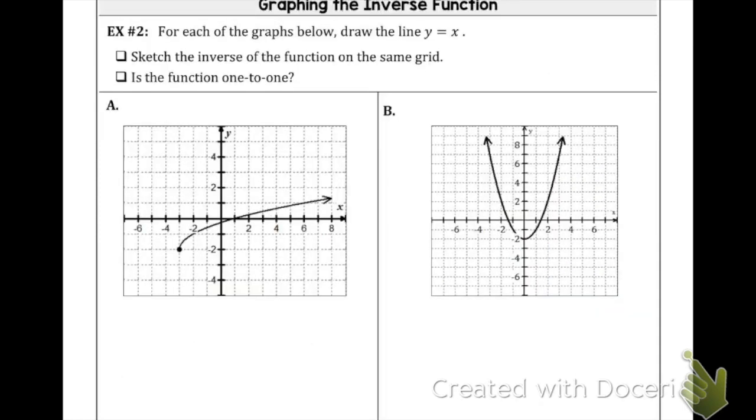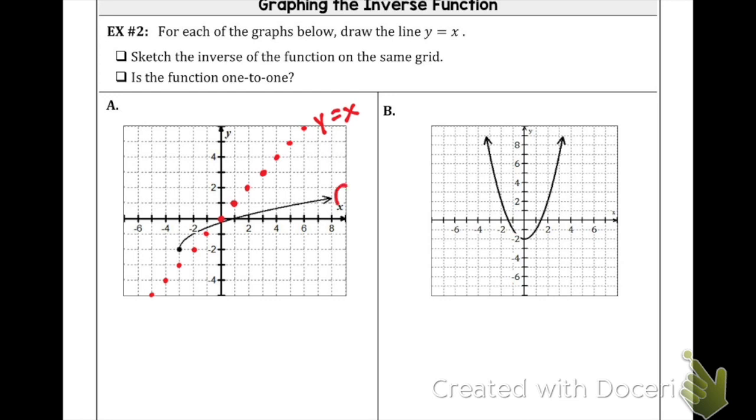Okay, moving on to example 2. So it says for each of the graphs below, we're going to draw the line y equals x, sketch the inverse of the function on the same grid, and then decide if the function is one-to-one or not. Okay, so my identity line starts at 0, up 1 over 1. I'm just going to make it with dots because these rectangular grids throw me off a little bit. Okay, so there's our identity line, y is equal to x.